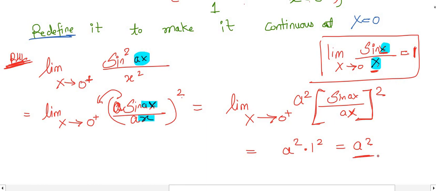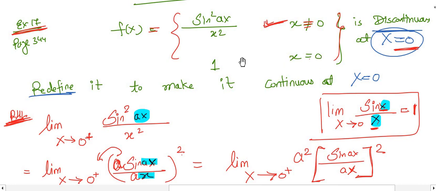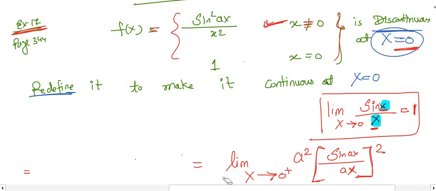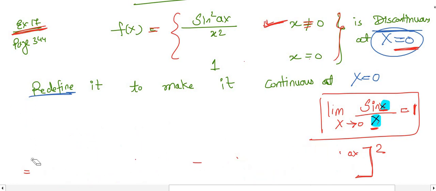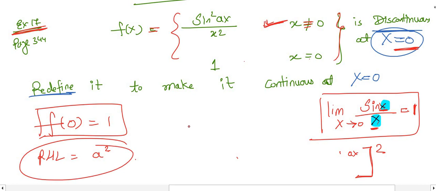Now check the function value. What is the function value at 0? The right hand limit we got is this. Let me write down f of 0. F of 0 is 1, and what we got as RHL is a square. These two are not equal. So that means we proved that it is discontinuous.